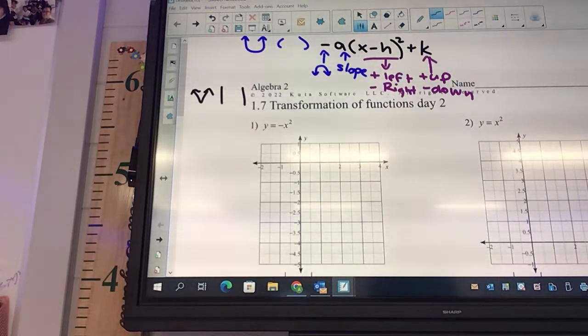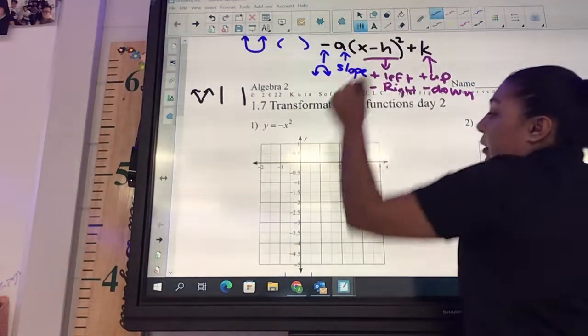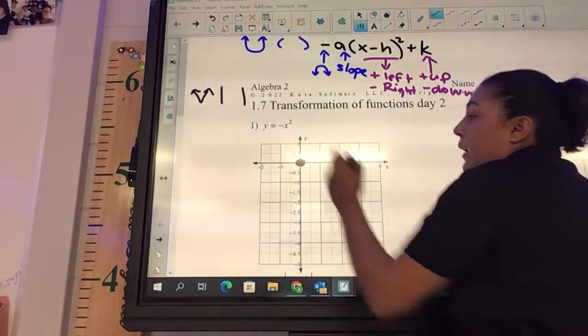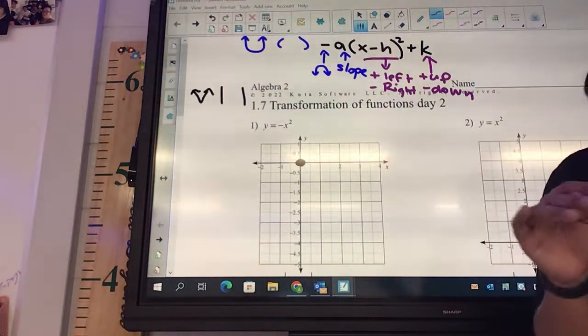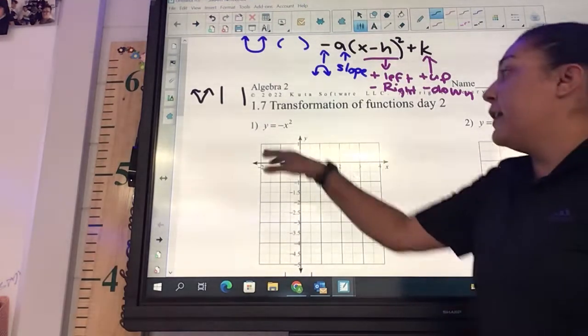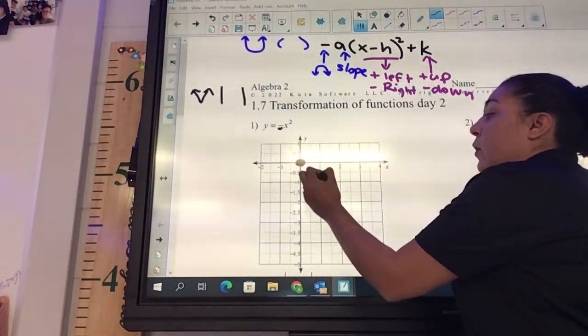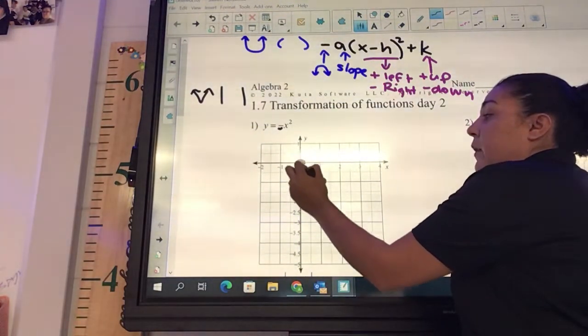Where do all of these graphs start off at? At 0. See how this has nothing with it? Then that means it's at 0, 0. This is going to be a U. Now, the U's we have not graphed. So you go down, in this case, because you see the minus? We're going to go down 1 over 1 on both sides.